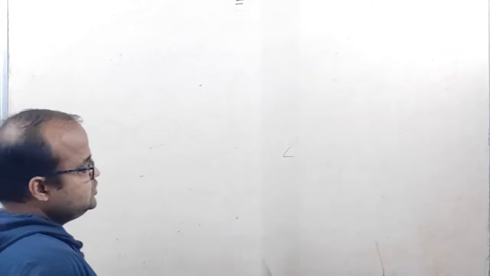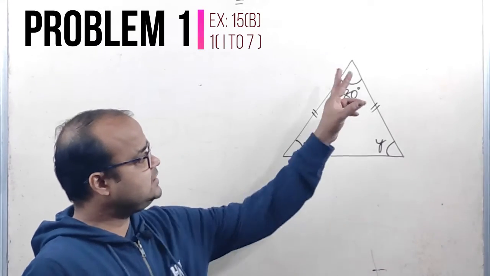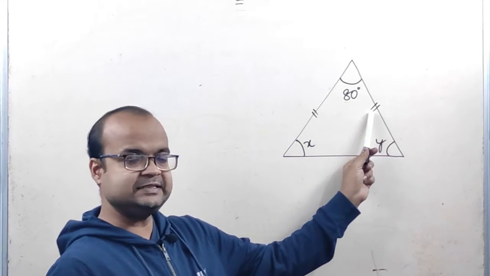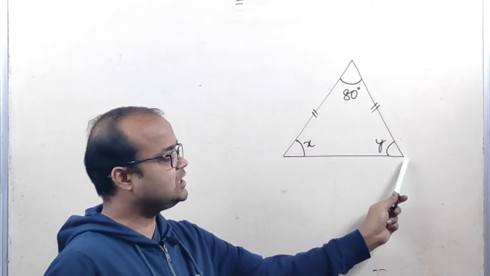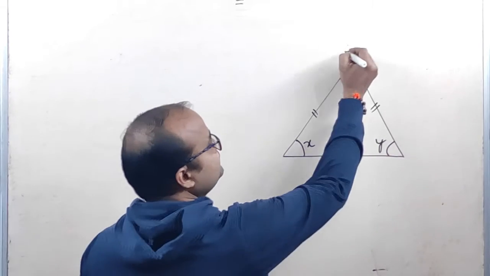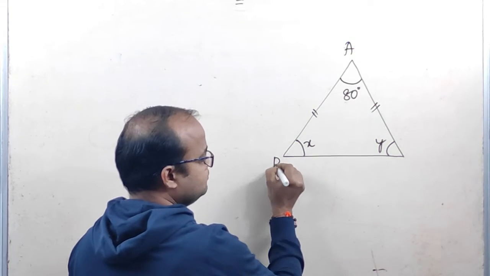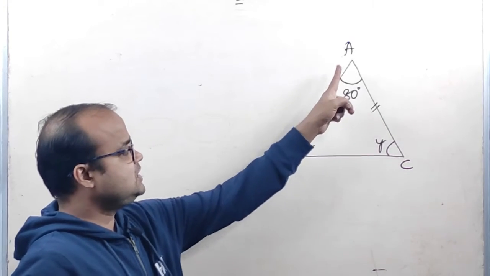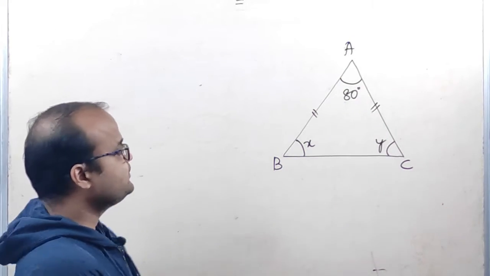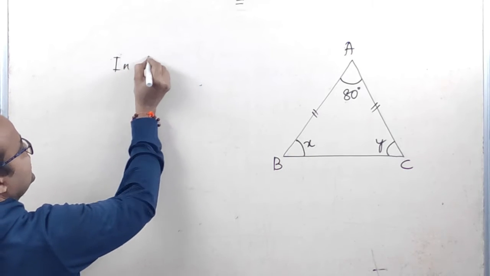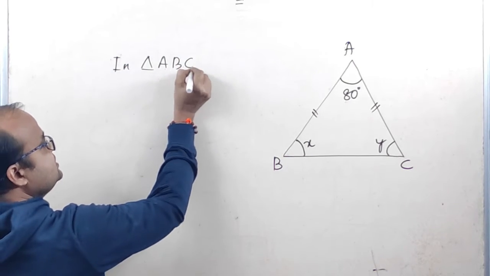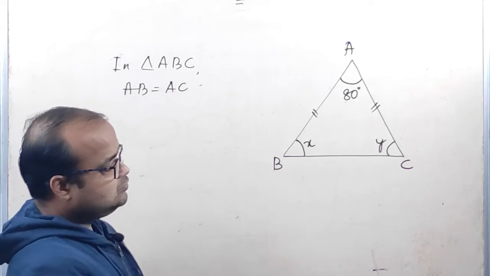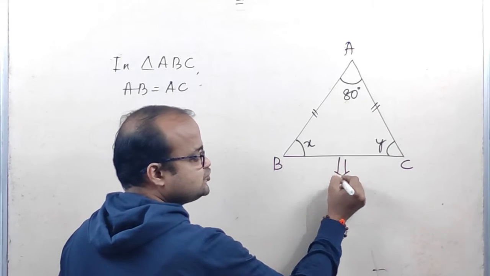So let's begin. Our first problem: a triangle is given to you. Now this mark indicates that these two sides are equal. So first we name the vertices as A, B, C. Now in triangle ABC, AB equals AC. So we write, in triangle ABC, AB equals AC. Now, this is an isosceles triangle.